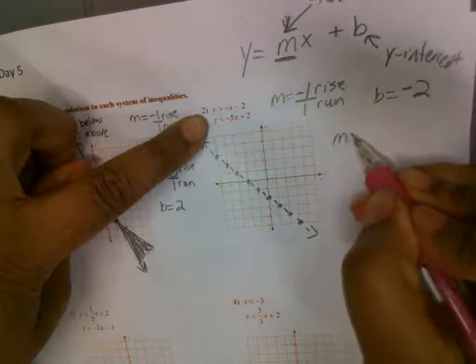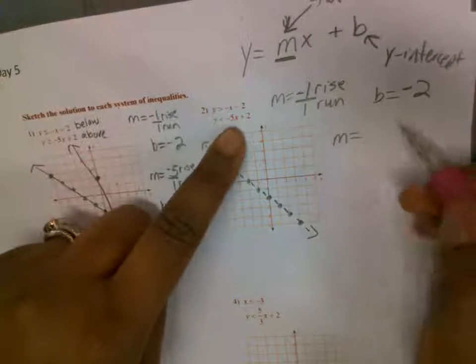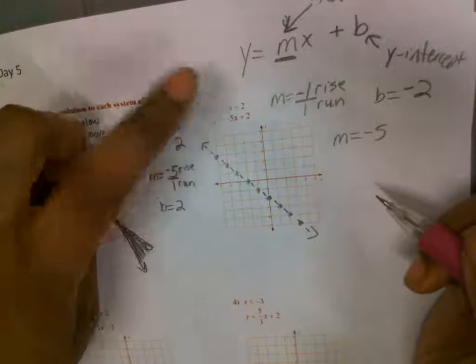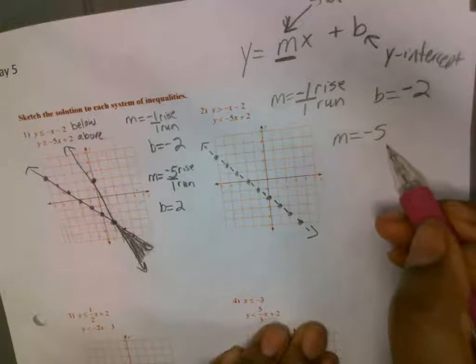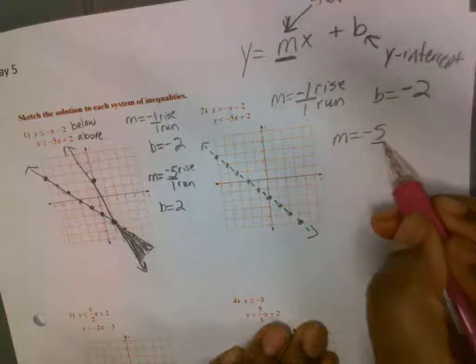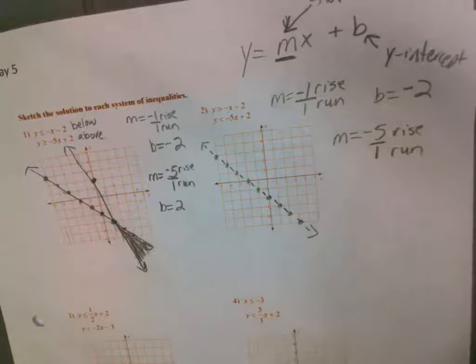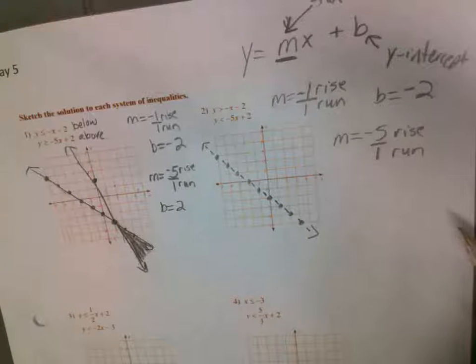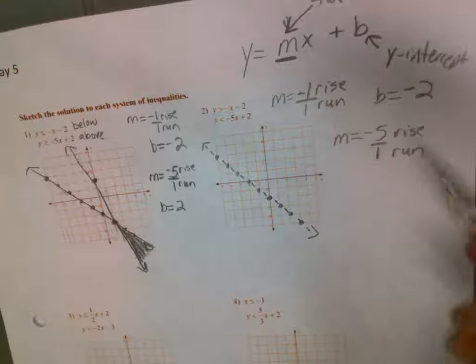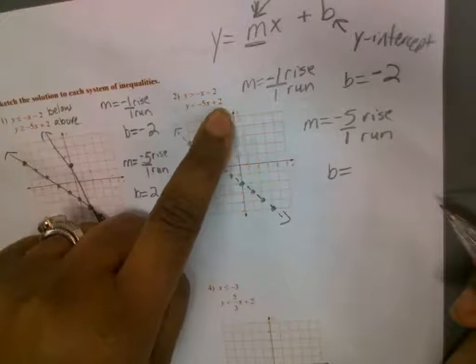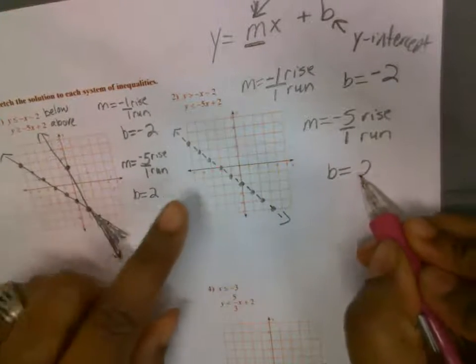My m for the second equation is -5, very similar to what we did in the first equation. The only difference is the inequality signs are different. This is an integer that you need to write as a fraction, so you're going to put a 1 under it. So now you have rise over run. Please stop me if I'm moving too fast or you don't understand. My b is the number that does not have a variable attached to it. It's 2.